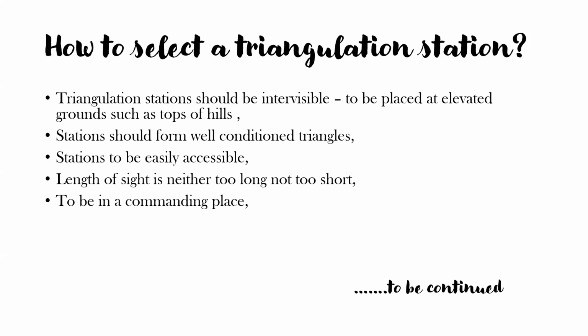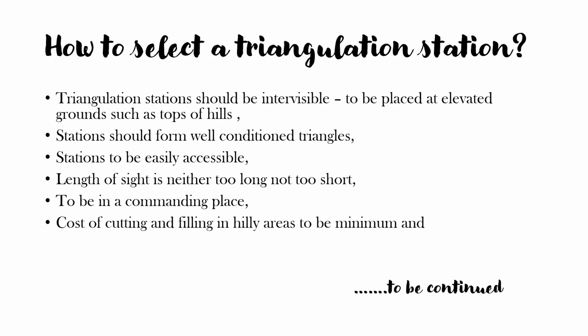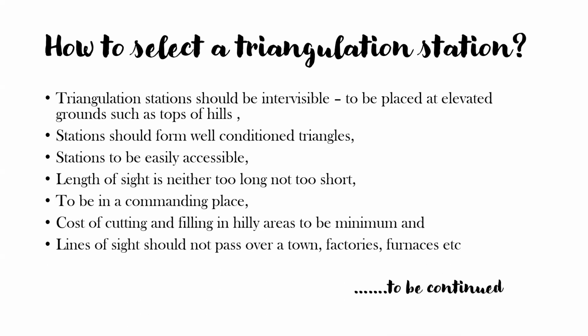They should be in a commanding situation so as to serve as the control of the subsidiary triangulation and for possible future extension of the principal system. The subsidiary triangulation systems should be such that they are useful for detailed surveys as well. In heavily wooded country, the stations should be located so that the cost of clearing and cutting is as minimum as possible. The stations should be situated so that the lines of sight do not pass over towns, factories, furnaces, etc. Why is this? Because it should not create any refraction effects due to irregular atmosphere.